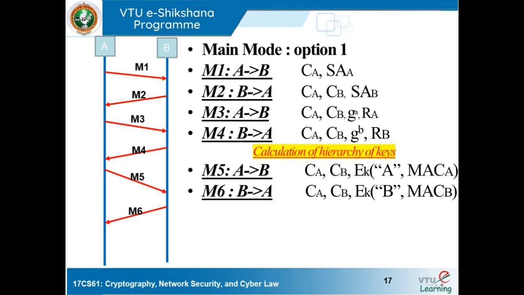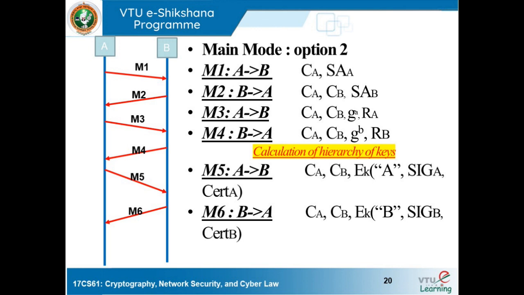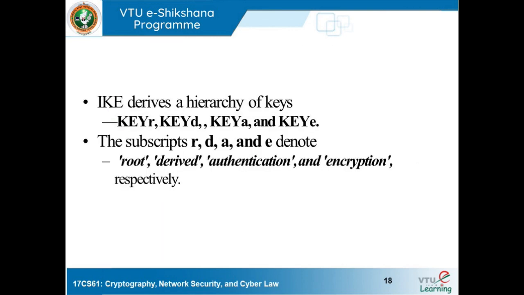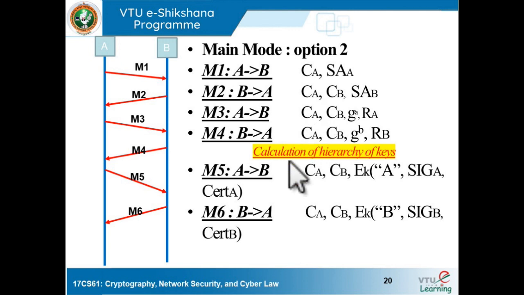The communication mechanism in both the other options, that is option 2 and option 3 of the main mode of phase 1 of the IKE protocol, is also similar to that of option 1. Now let us have a look over here. Again 6 messages are communicated in option 2. The first 4 messages over here are the same as those of option 1. The only change that we observe is after the calculation of the keys.